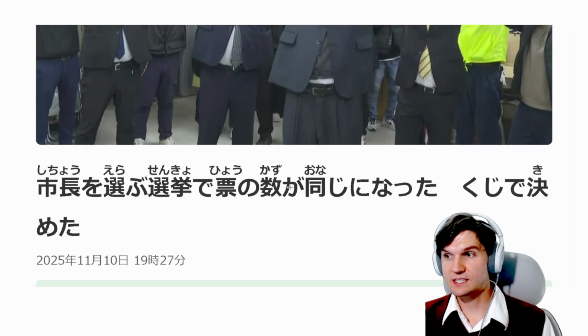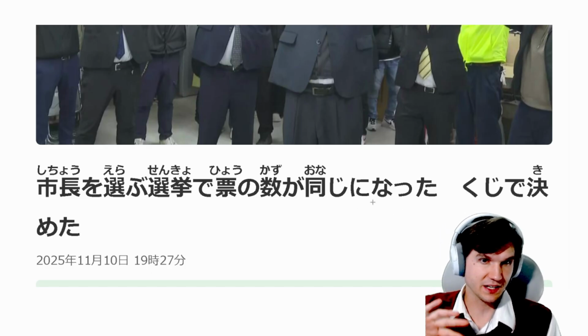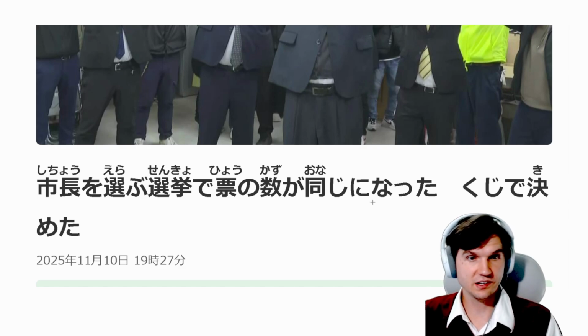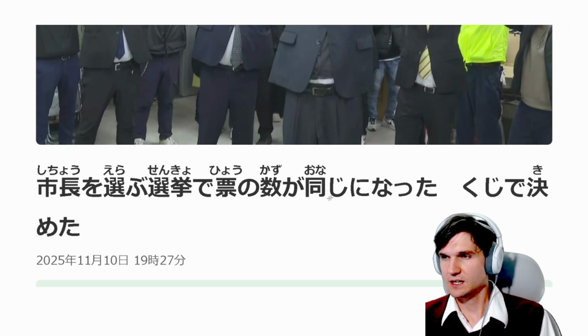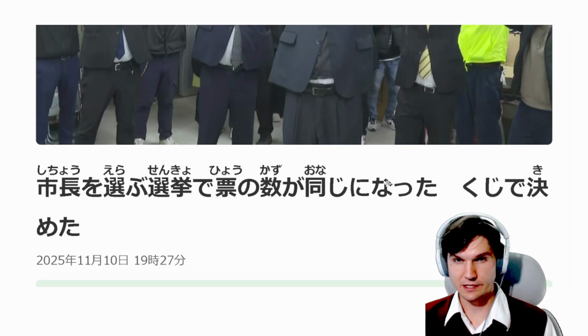So, the number of votes が同じになった. This is なる, to become, in the past tense. So, 同じになった. Became the same or ended up being the same. なる can also be used whenever something changes into a certain way or achieves a certain thing. So the number of votes became the exact same number, 同じ. So in the election for selecting the mayor, the number of votes was exactly the same.